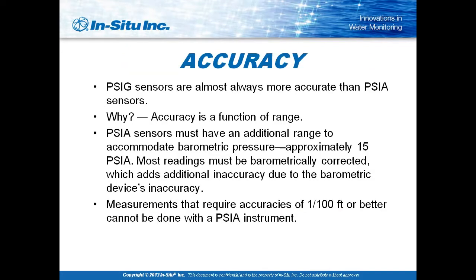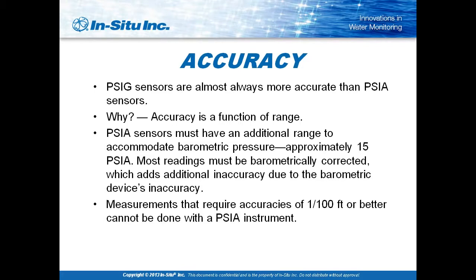Let's go back to accuracy for a minute and talk a little bit about it. I just made a statement, which was that a vented sensor or a PSIG sensor is almost always more accurate than a PSIA in every circumstance. And that's really simply a matter of mathematics. Accuracy is a function of range.